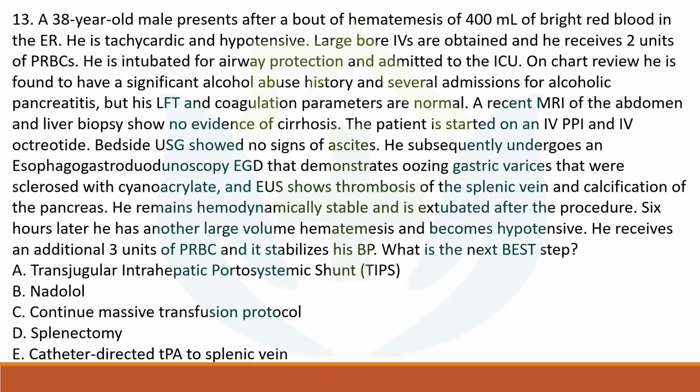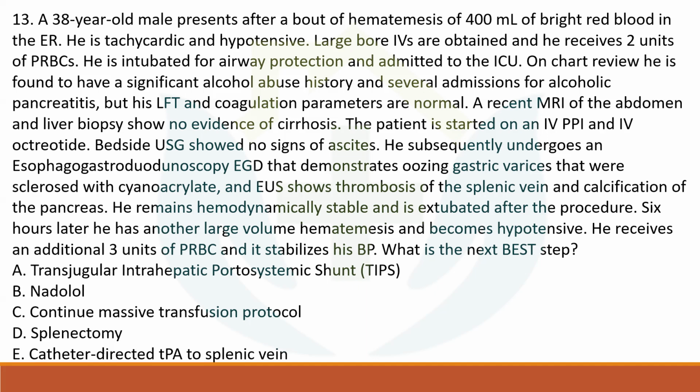So again, a very long question. We should be very quick in reading this. This is a 38-year-old male presenting with a bout of hematemesis, 400 ml bright red blood in the ER, tachycardic, hypotensive. Large bore IV cannula obtained, received 2 units of PRBCs, intubated for airway protection, admitted to the ICU. On chart review, he has a significant alcohol abuse history and several admissions for alcoholic pancreatitis, but his LFT and coagulation parameters are normal. MRI abdomen and liver biopsy show no evidence of cirrhosis.